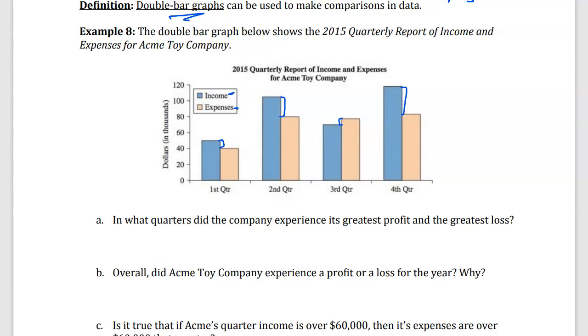Okay? So in what quarters did the company experience the greatest profit? If we look at our profits, the fourth quarter had the largest profit if we compare these two. So the fourth quarter had the greatest profit. And then we want to look at the greatest loss. Well, the only one that had a loss was the third quarter.